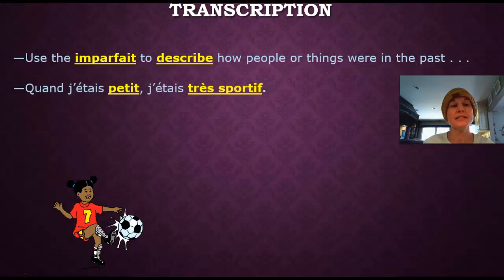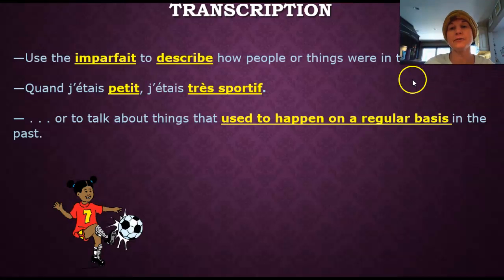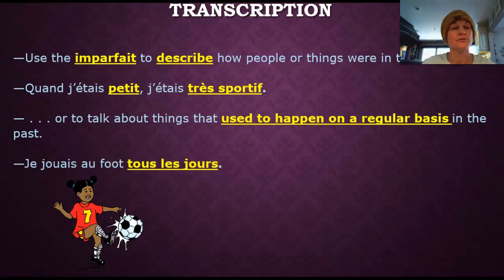Okay, so use the imperfect to describe how people or things were in the past. Quand j'étais petit, j'étais très sportif. Or to talk about things that used to happen on a regular basis in the past. So used to happen or would happen often. Je jouais au foot tous les jours.